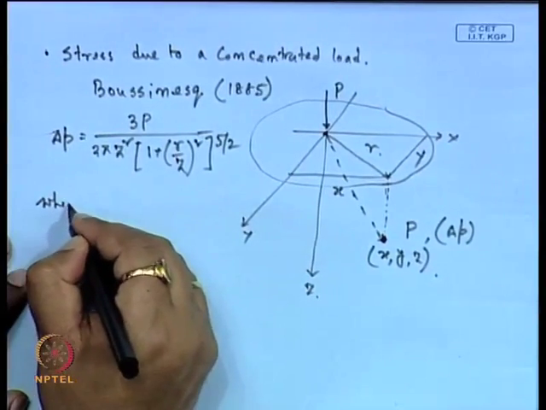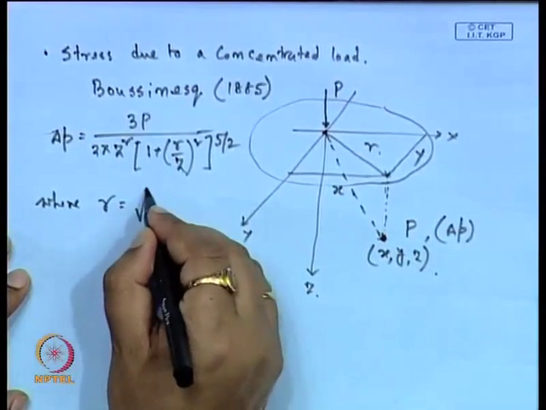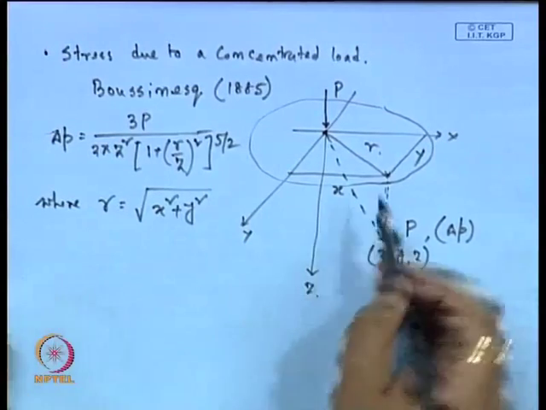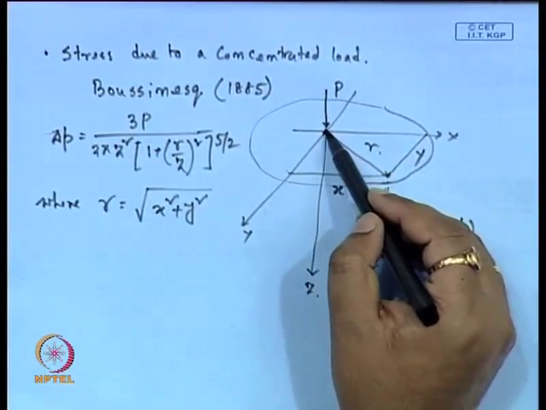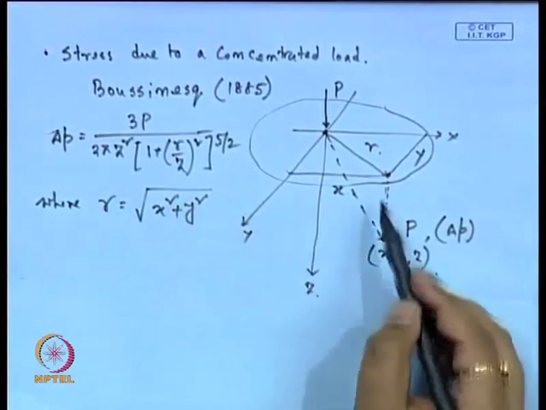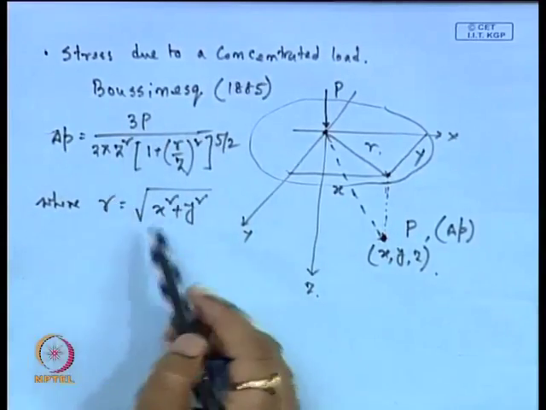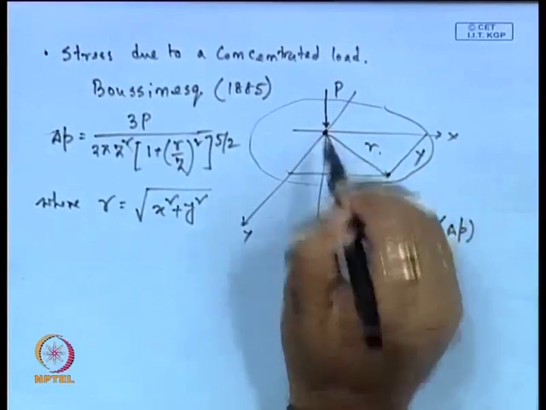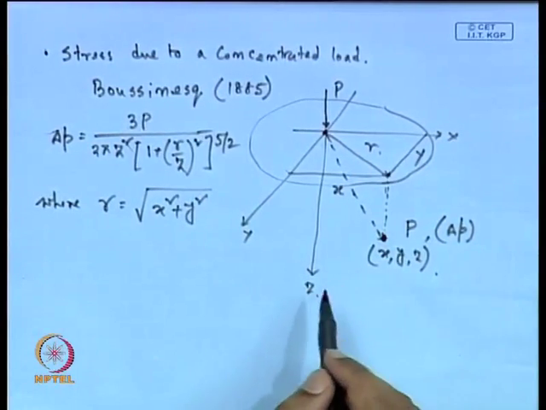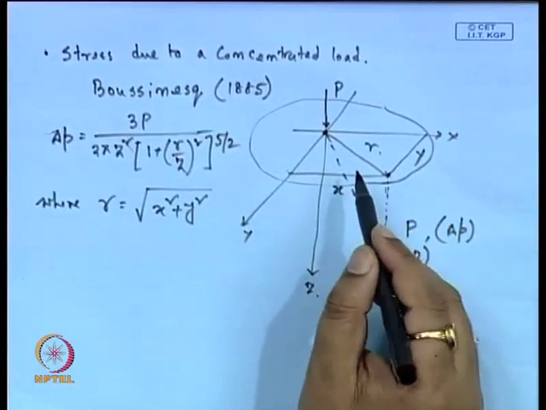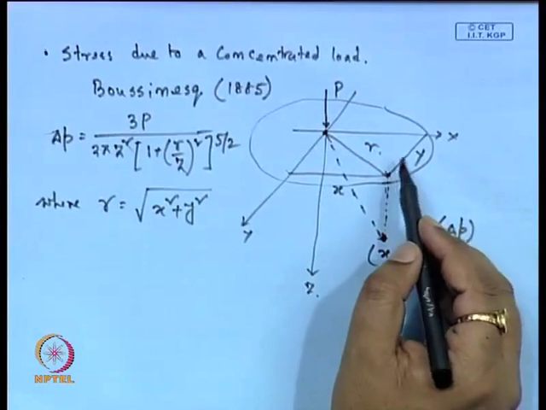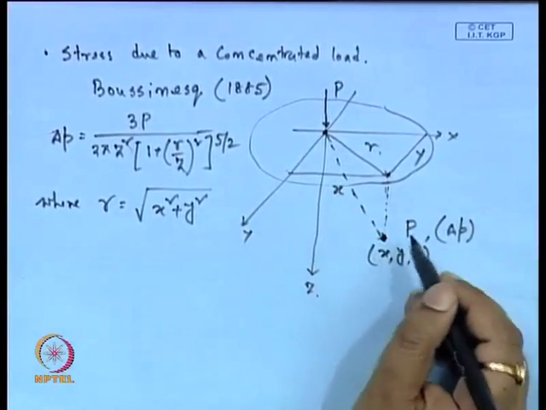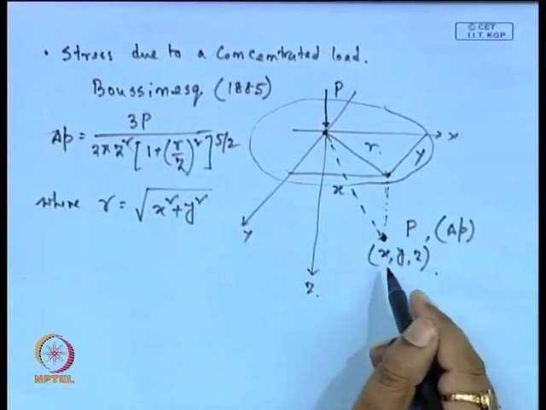Now, where r will be given by root over x square plus y square. So if we know this x and y, we will get the r value, root over x square plus y square, and we know the z value. If we put these values in this expression, then we will get the stress due to the concentrated load at any point below the point of application of the load. Similarly, by using Boussinesq's expression, we can calculate the stress increment for a circular loaded foundation. Then we can calculate for the rectangular loaded region, then at any point what would be the stress below this loaded region.